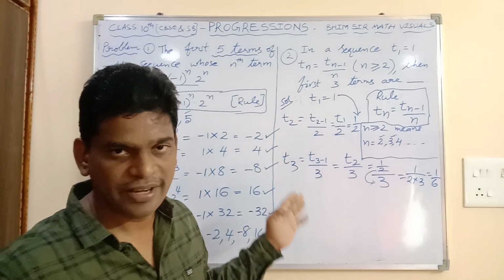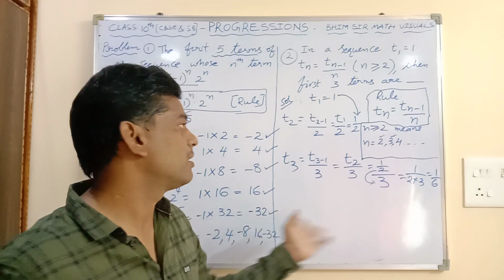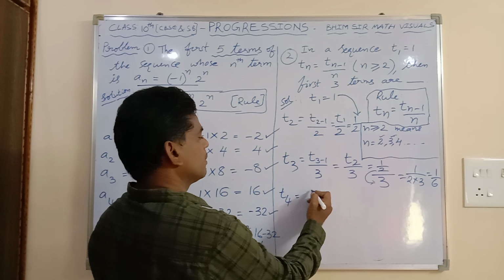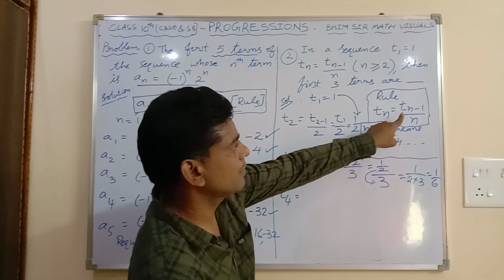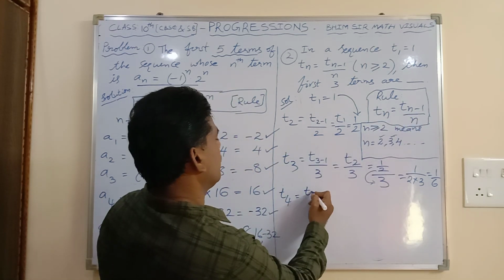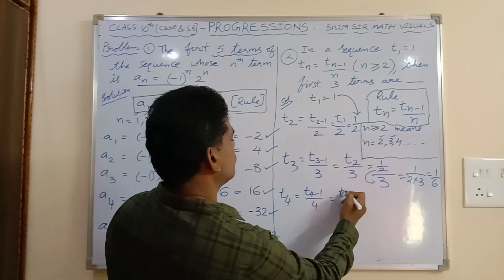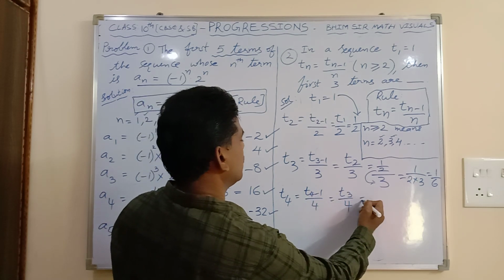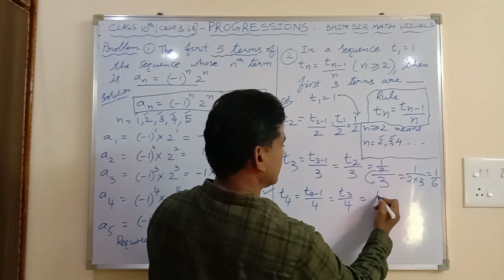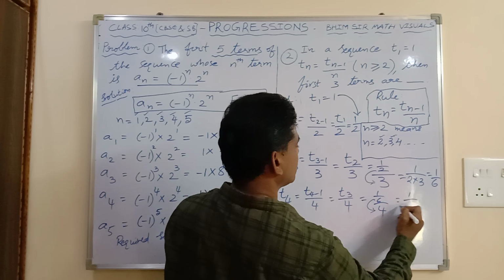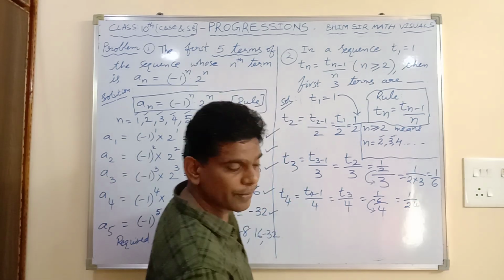Similarly, we can find T4, T5, T6 also. So we will find T4 also. Substitute here: T(4-1)/4. This is equal to T3 by 4. So the T3 value is 1 by 6. (1/6)/4. So 1 by 6 into 4, 1 by 24.